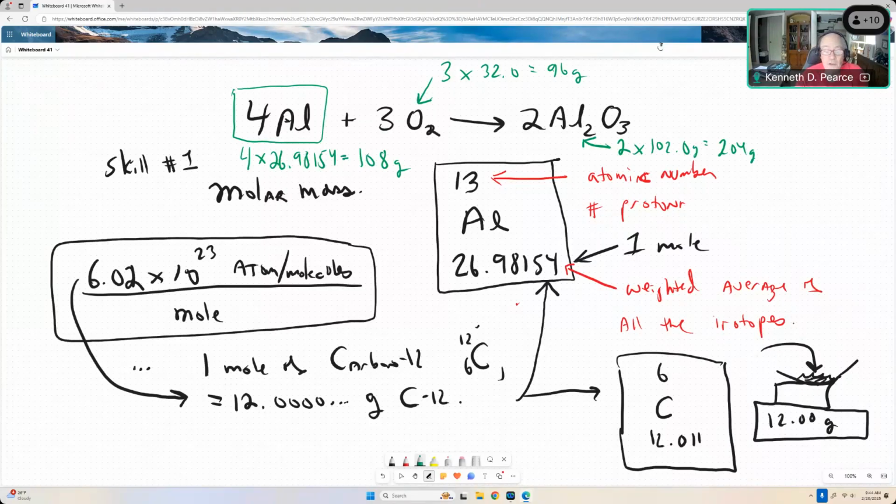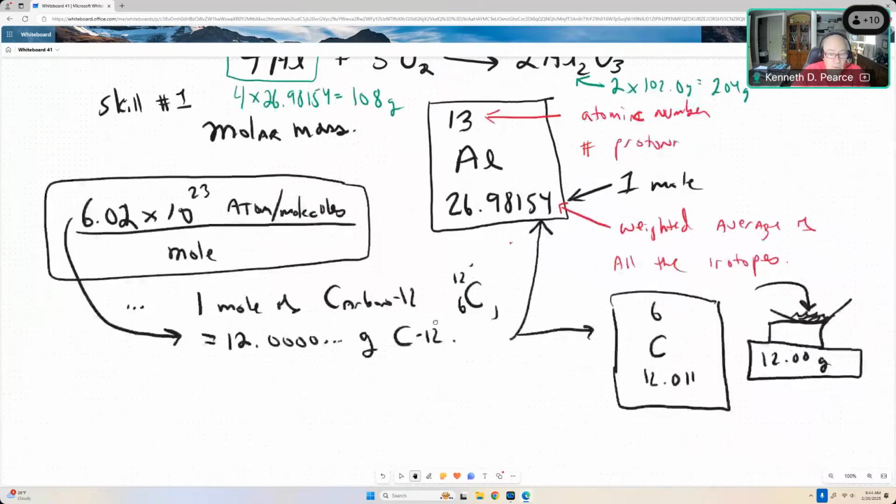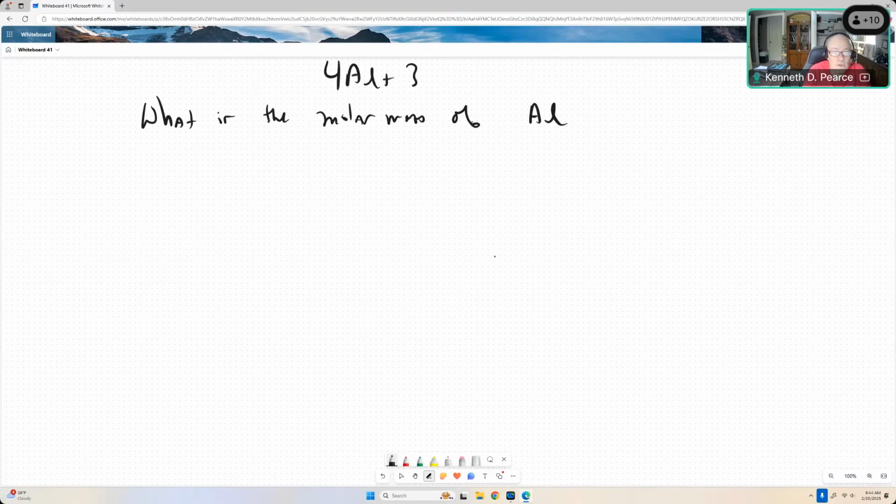Now that's the big picture of what's going on here. Now what do we do practically? Let's pull all this up and take another look at this. What we need to know is, for instance, let me change colors here so it's not green anymore. Let's say that we were saying, what is the molar mass of aluminum from our original equation?